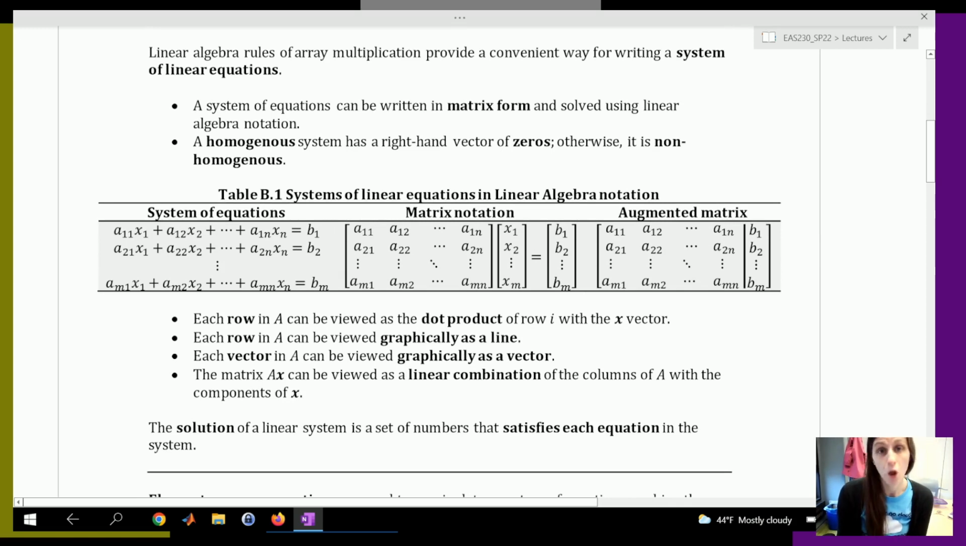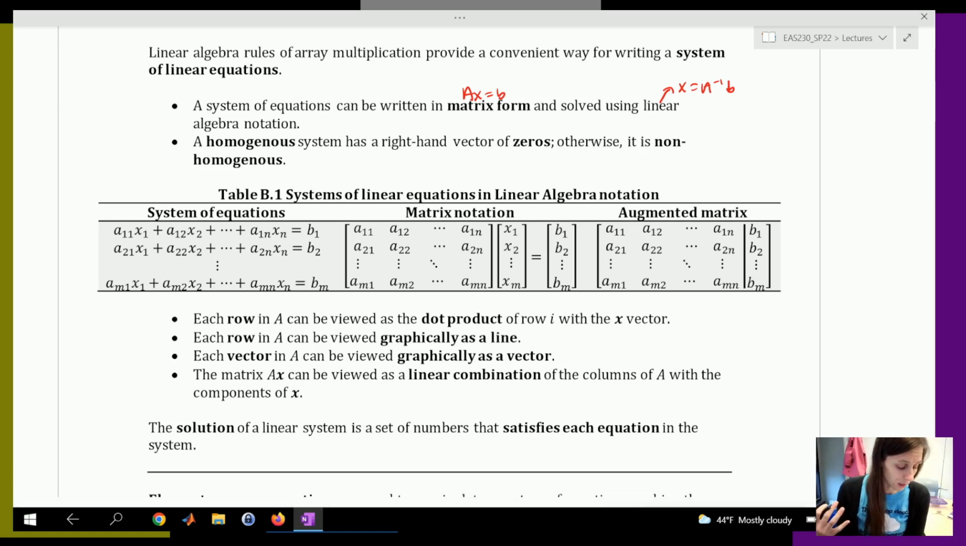So we already know that linear algebra provides a really convenient way for us to write a system of equations. We can write it in matrix form, or Ax equals b. And we can solve it using linear algebra notation, where x equals A inverse times b. And we know how to do that in MATLAB. We know how to do that for 2x2 systems. We're going to expand that process this week and in the next coming weeks.